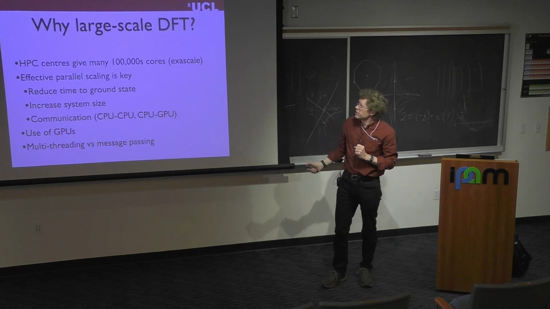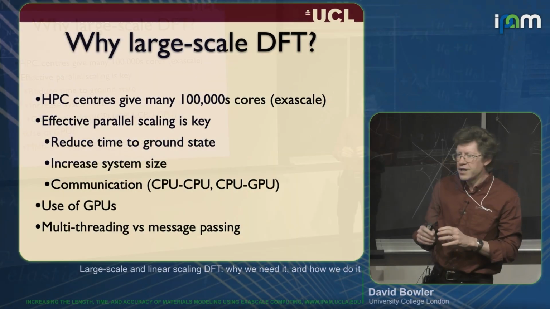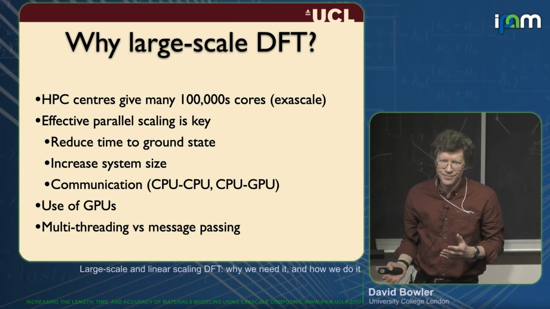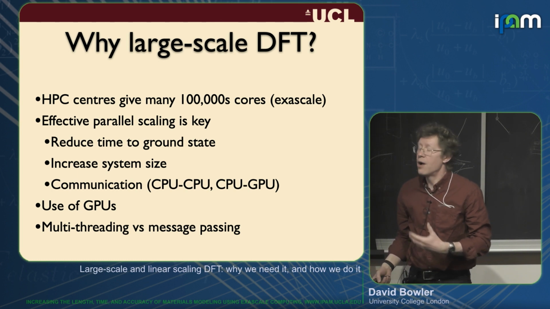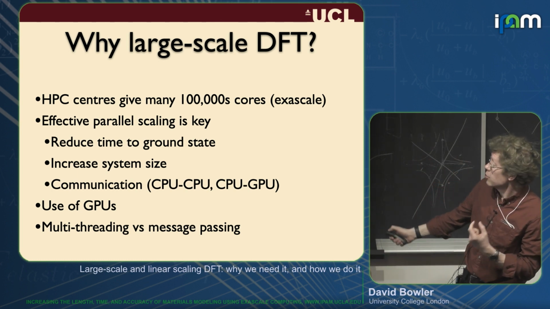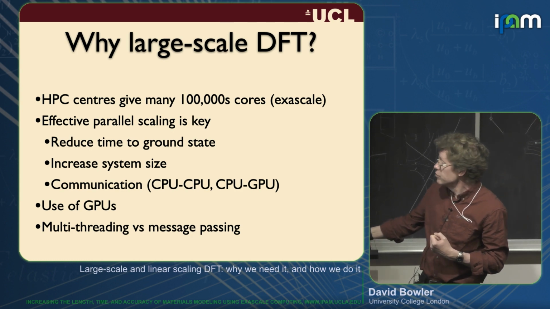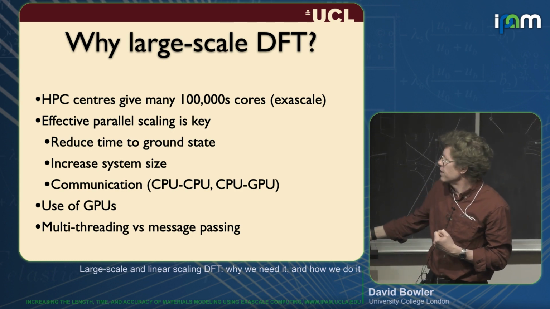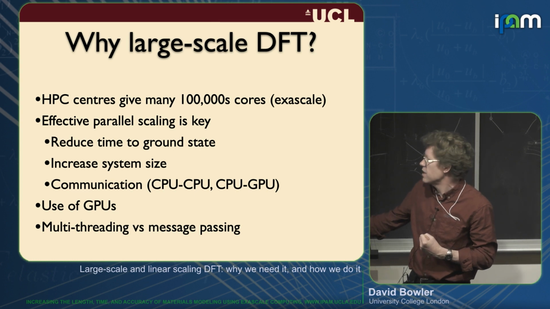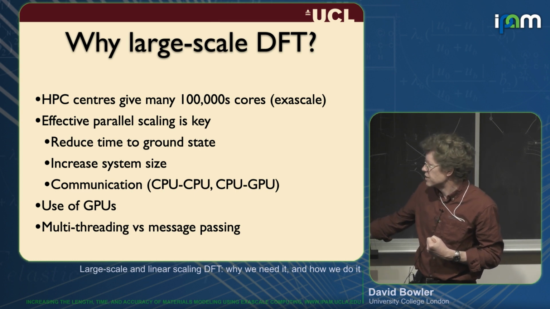Here's another reason why we need to do large-scale DFT. I think most people here are invested in the idea of exascale and big computing centers, and we need to provide use cases. So we've got HPC centers with hundreds of thousands of cores, and we must do good parallel scaling. We need to make sure that we go down to the ground state efficiently, and we need to think about system size and communication.